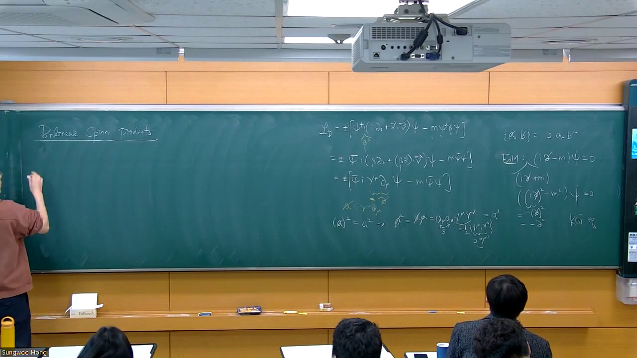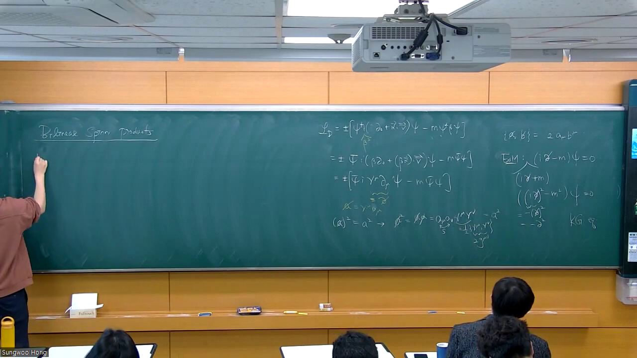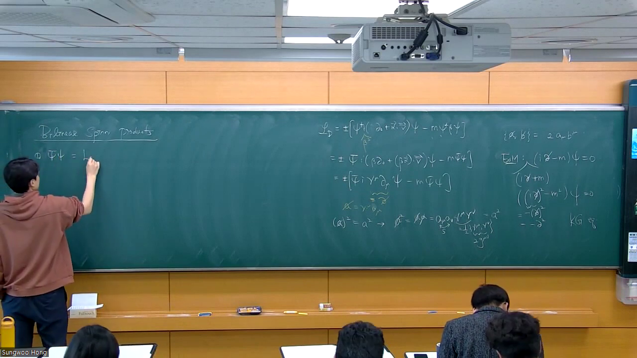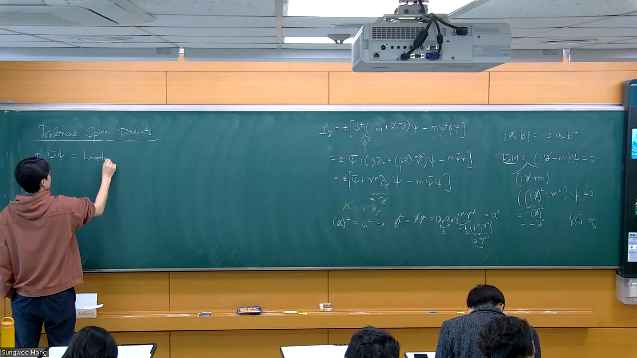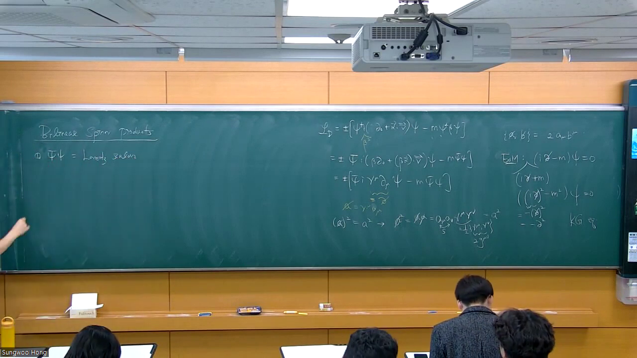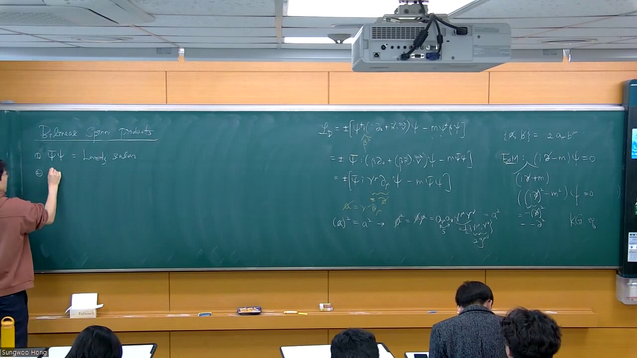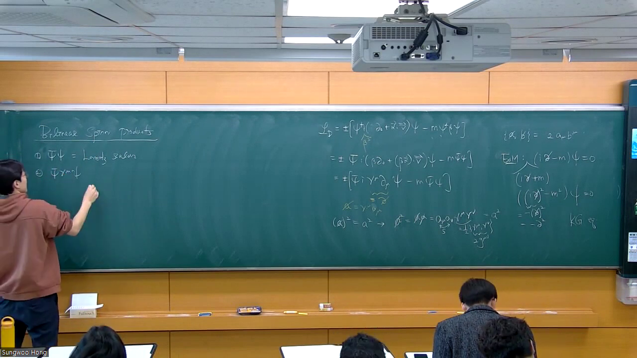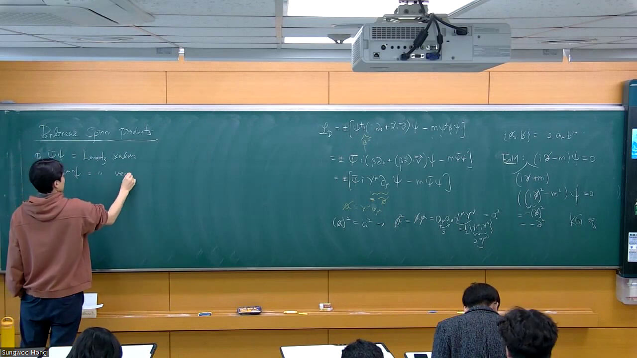So let's recall what we have done. We learned, number one, psi bar psi is a Lorentz scalar. Good, that we learned. That we just talked about. The second, psi bar gamma mu psi, which was a u mu, that's a Lorentz vector.